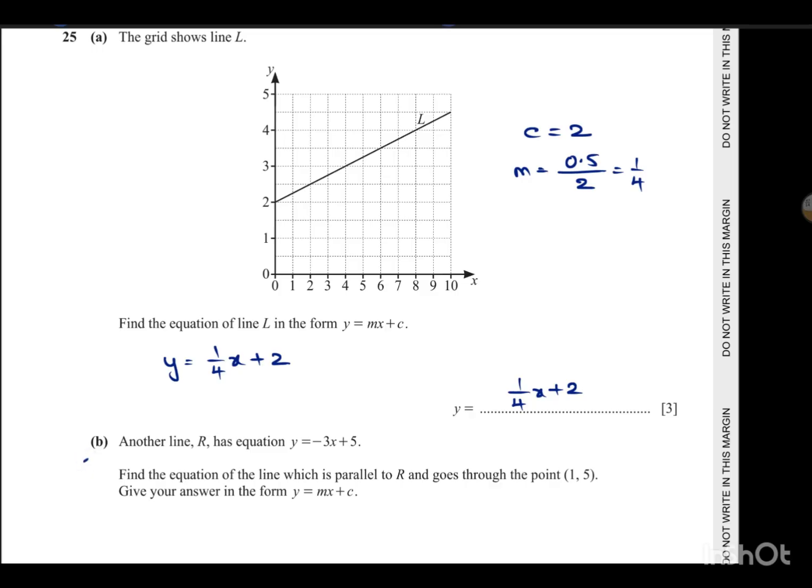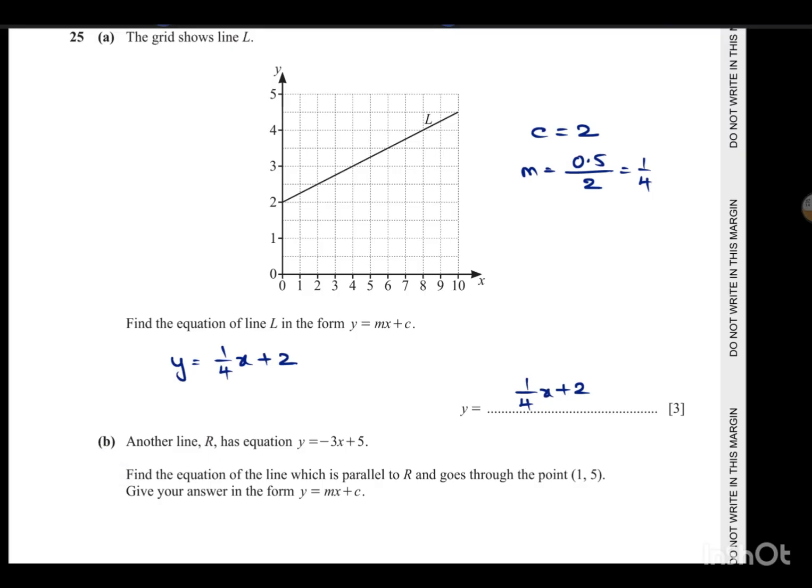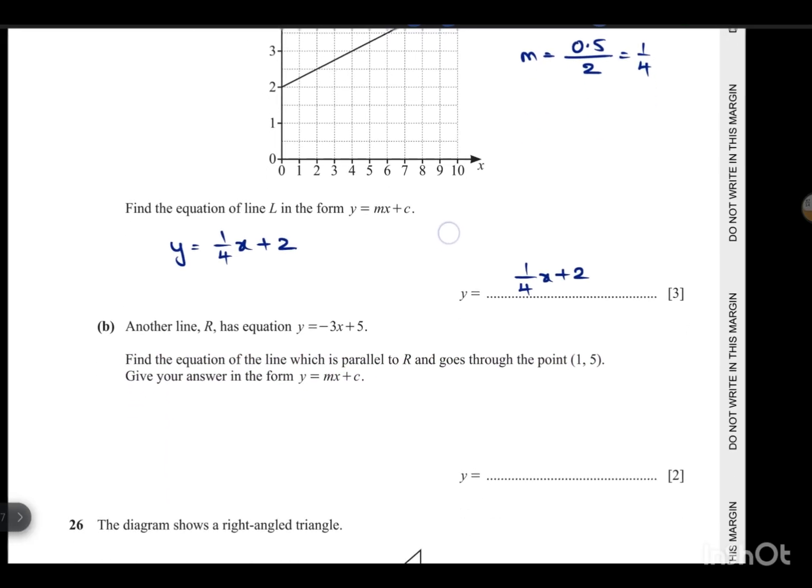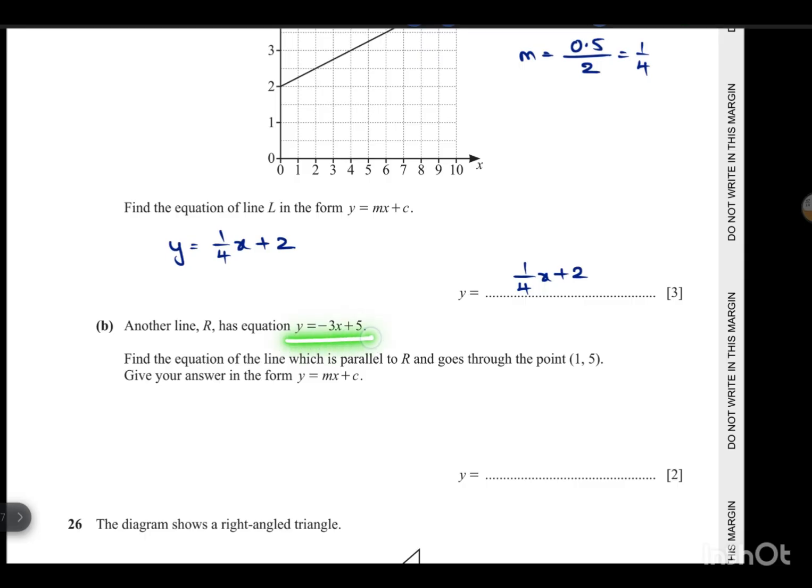Question number B now. Another line R has equation y is equal to minus 3x plus 5. Find the equation of the line which is parallel to R and goes through the point 1 and 5. Give your answer in the form y is equal to mx plus c. So again there is a line and its equation is given, and we need to find the equation of the line parallel to this and goes through this point.